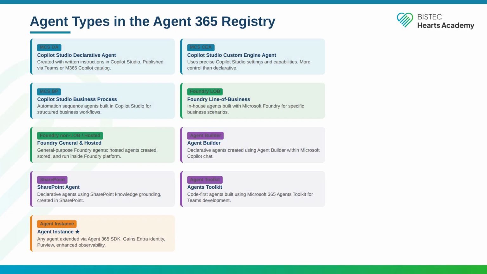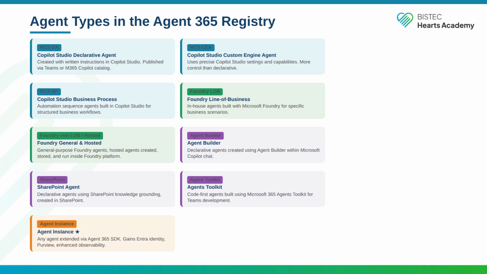The Agent 365 registry recognizes 9 distinct agent types. Understanding each type tells you how the agent was built, who is accountable for it, and what governance controls apply. MCSDA is a Copilot Studio declarative agent, an agent created using written instructions in Copilot Studio and published through the Teams or M365 Copilot catalog. MCSCEA is a Copilot Studio custom engine agent, which uses more precise Copilot Studio settings and capabilities, giving the maker more control over conversation logic than a purely declarative approach.